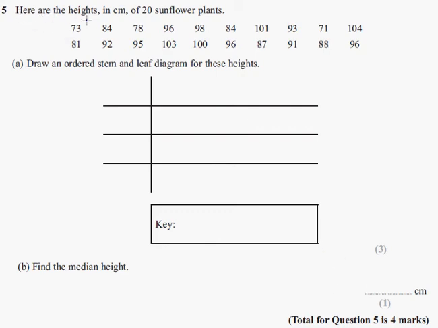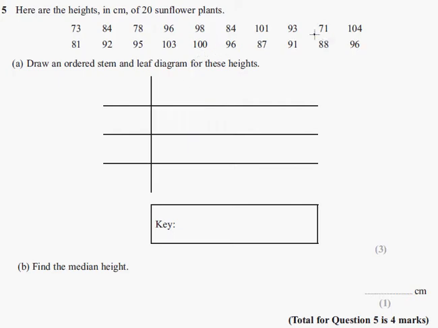Question 5. Here are the heights in centimetres of 20 sunflower plants. So we've got 73, 84, 78, 96, 98, 84 and so on. Part A says draw an ordered stem and leaf diagram for these heights. Make sure you put every single bit of data into the ordered stem and leaf diagram. Don't leave any out by mistake.